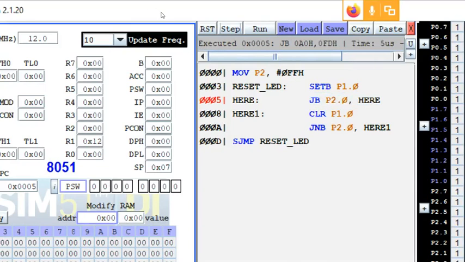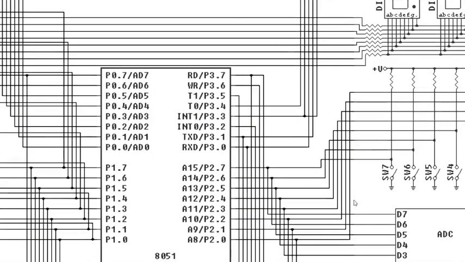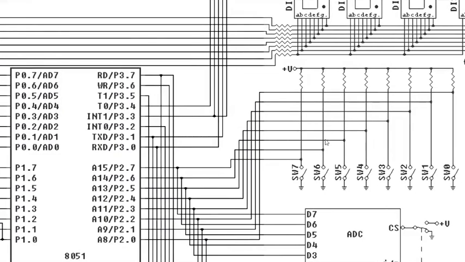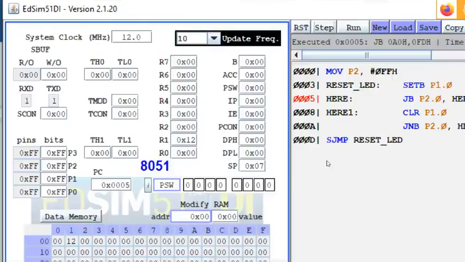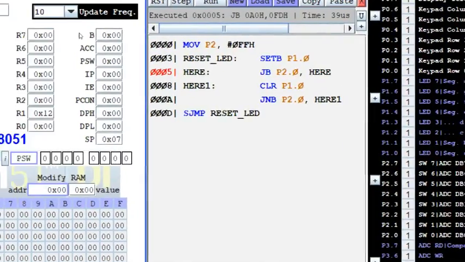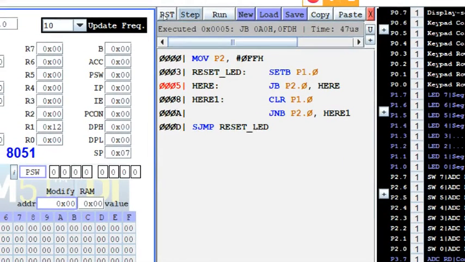So let us check. Right now the pin is high. Why is the pin high? If you check the schematic, port 2 by default is connected to plus VCC. When the switch is pressed, this port becomes 0, that means it becomes low. So jump if bit is high. Yes, the bit is by default high, so it will remain in that particular position. Clear? So the loop is just rotating here itself.